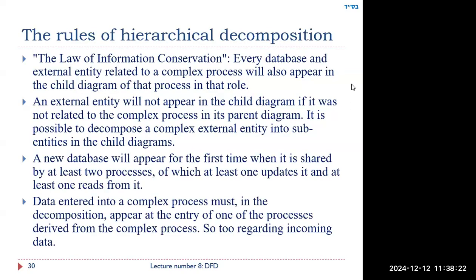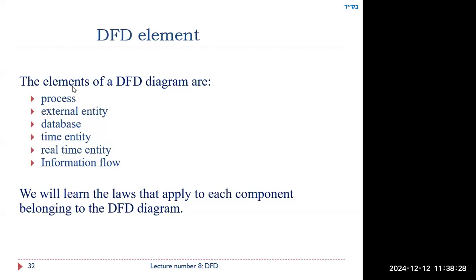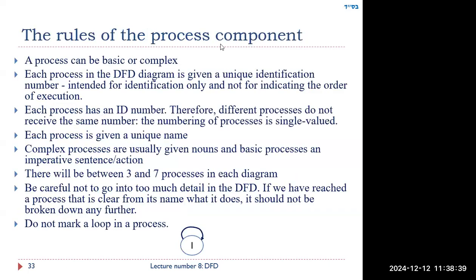All right, so those are the important rules. More rules. The elements of a DFD are a process, external entity, a database, a time entity, a real-time entity, and information flow. We will learn rules for each of them, starting with the rules for a process.